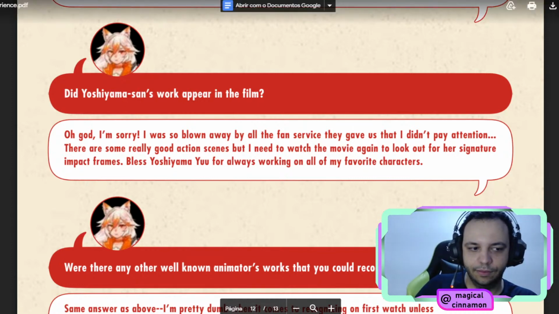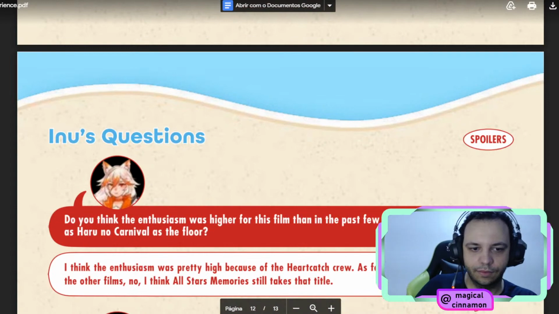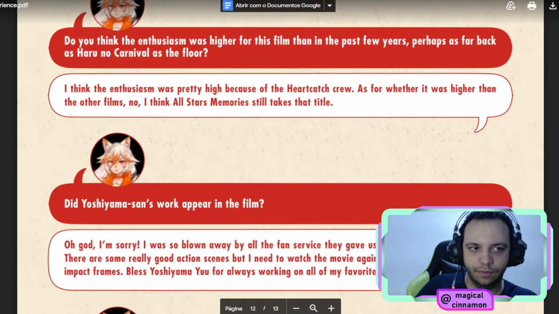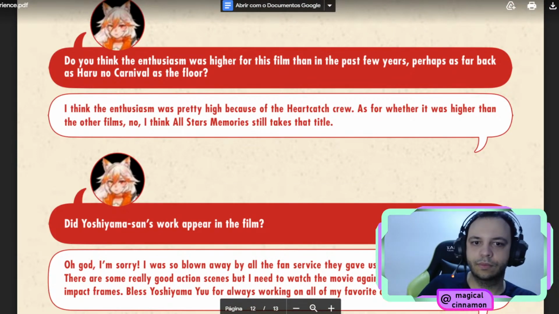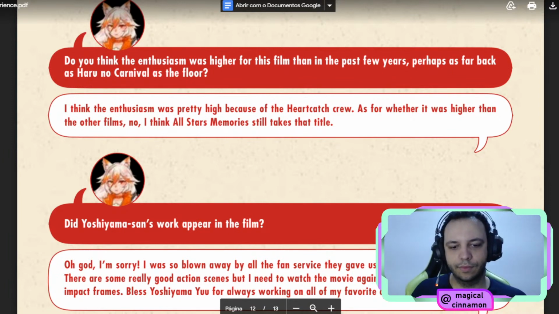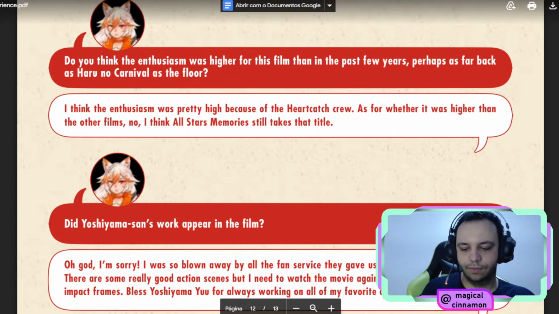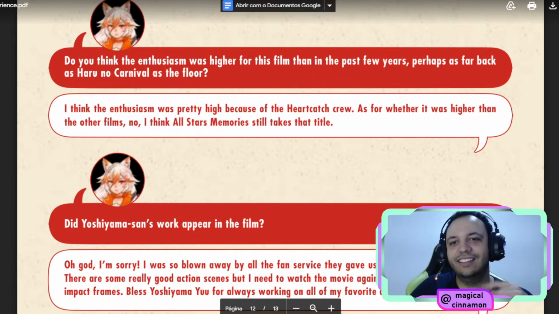Do you think the enthusiasm was higher for the film than in past years, perhaps as far back as Haru no Carnival, which was the one before, basically, where we got every cure ever imagined? She said, I think the enthusiasm was very high because of the Heart Catch crew. As for whether it was higher than the other films, no, I think All Star Memory still takes the title. That's coming from someone who would know.